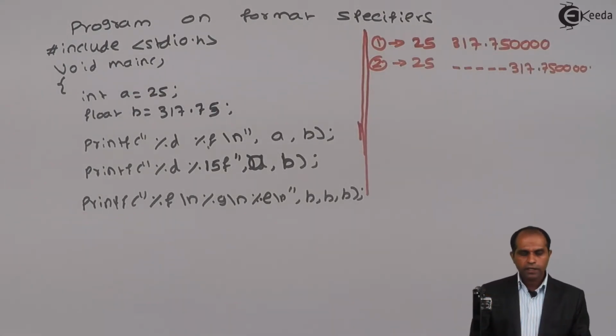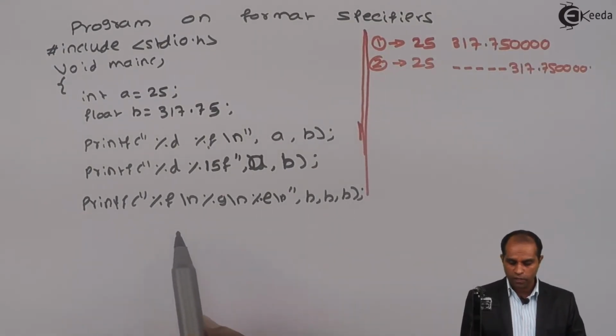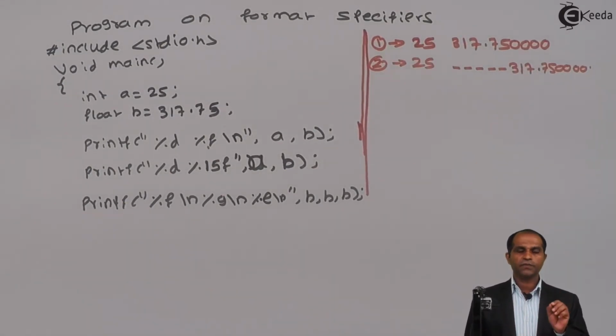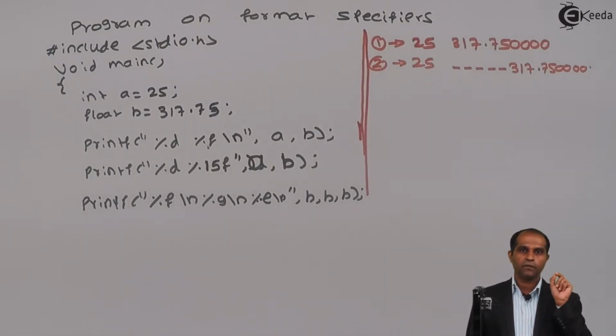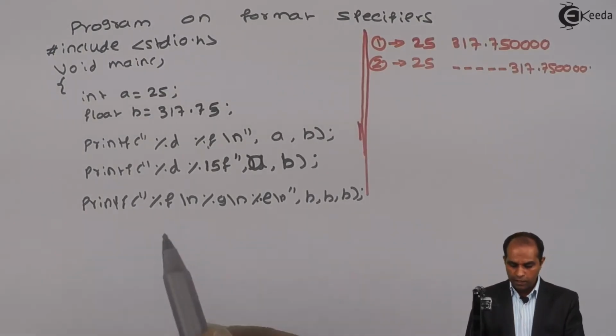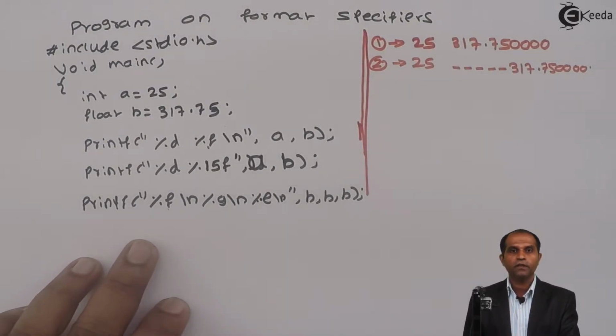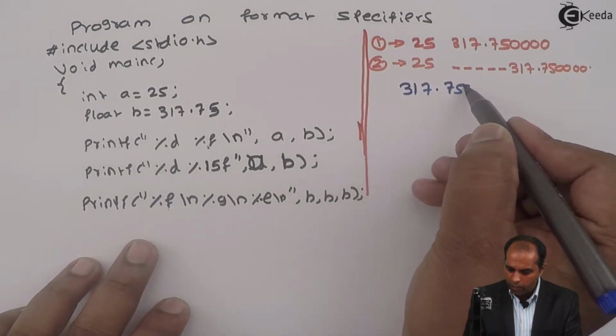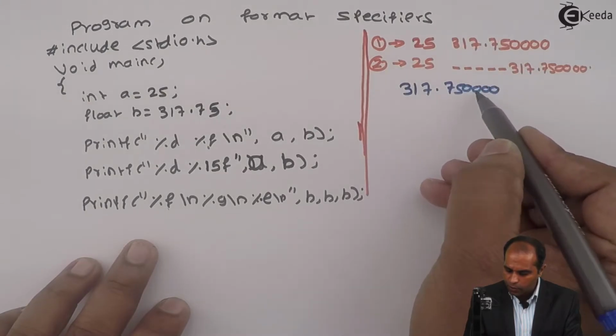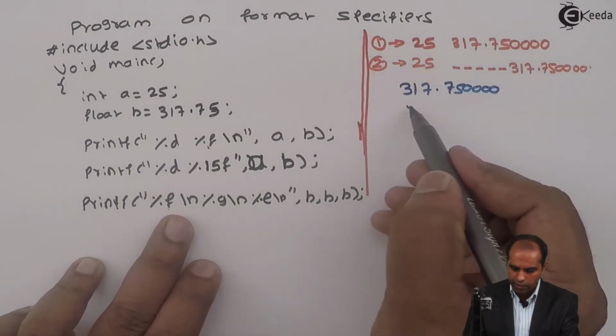Before we start with this, let's recollect what we said for %f, %g and %e. %f says print a floating point number with 6 fractional digits. %g says print the floating point number as it is without any additional zeros. And %e says print the floating point number in exponential format. How exactly is it going to be printed? Let's try this. %f, print the value of b, that is 317.75 followed by 6 zeros. After that, the newline gets the cursor to the next line.